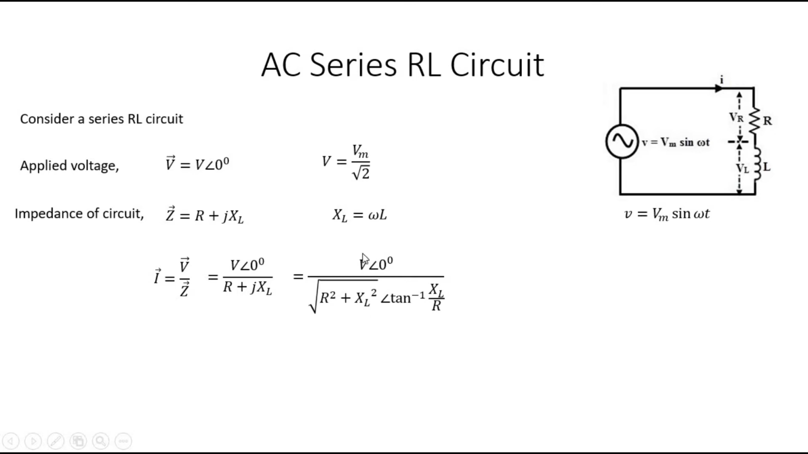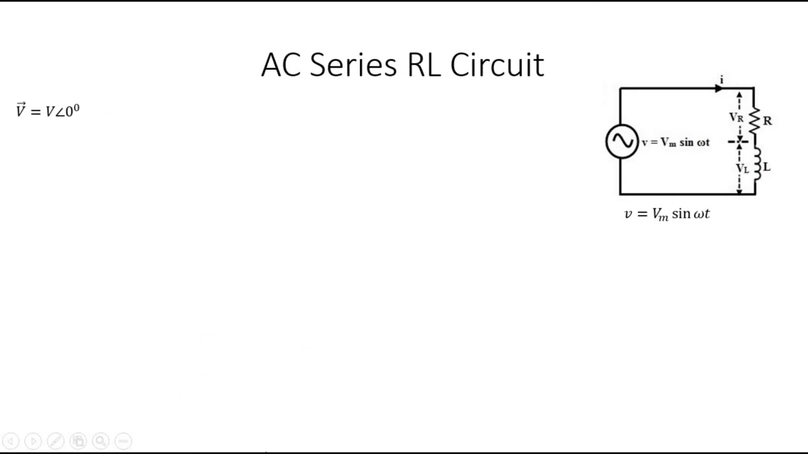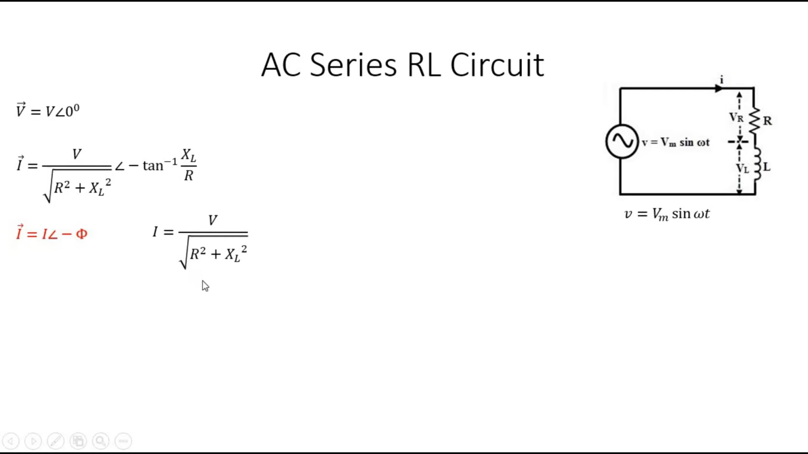So now we can divide. V by root of R square plus XL square, dividing the magnitudes, and the angle is equal to this 0 minus this angle. So it will become like this. The voltage is V angle 0 and the current is V by root of R square plus XL square, angle minus tan inverse XL by R. So this is the magnitude of the current and this is the angle of the current. It is of the form I angle minus phi, where I is V by root of R square plus XL square and phi is the angle tan inverse XL by R.